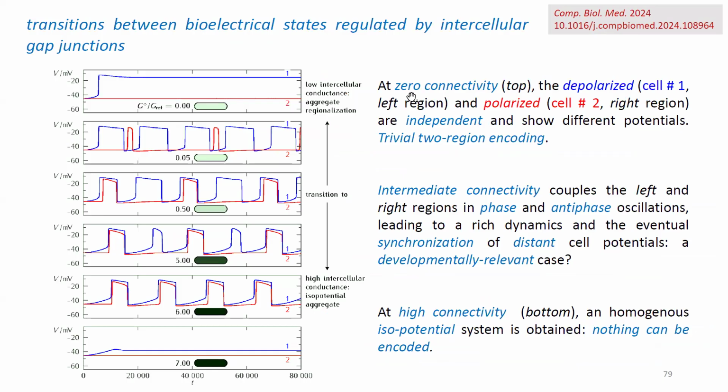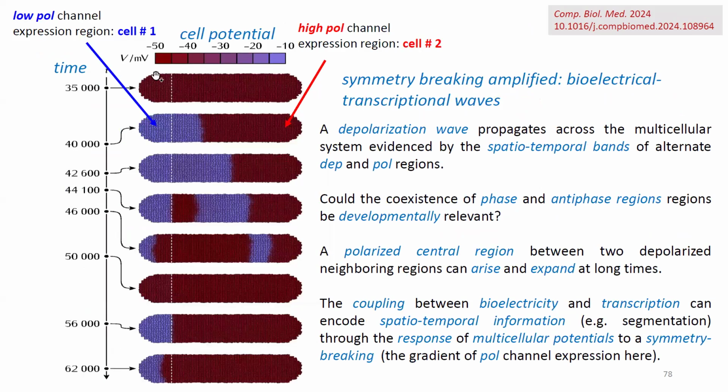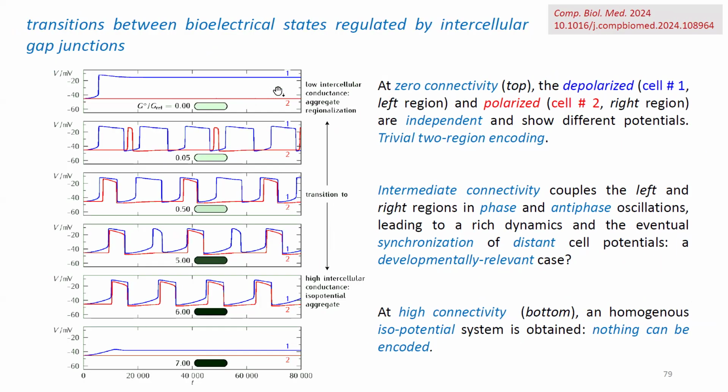At zero connectivity, we can only have the trivial two-region encoding where cells in region 1 are all the time depolarized, and cells in region 2 are all the time polarized. This is a trivial encoding. At high connectivity, on the contrary, which is the opposite case, a homogeneous isopotential system is obtained where nothing can be encoded, because the whole system is isopotential and the same cell state, in this case the polarized state, is common to the two cells.